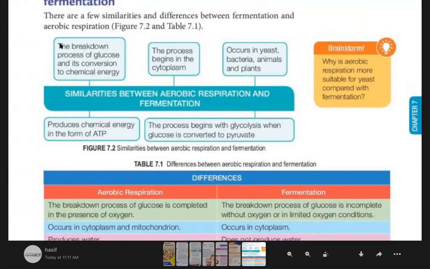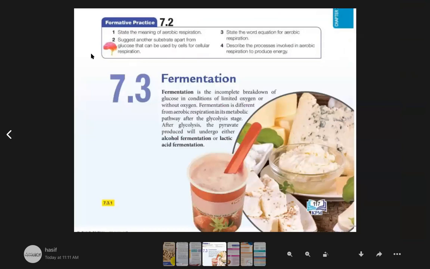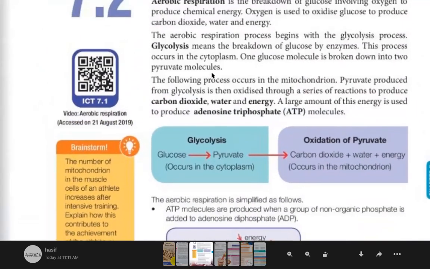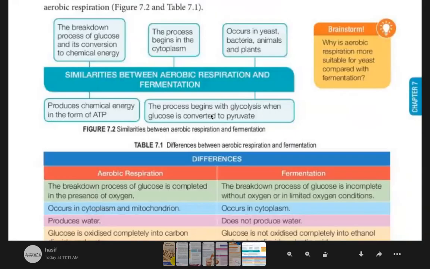Okay, pertama sekali cakap the breakdown of glucose, maksudnya both aerobic respiration and fermentation, it occur the breakdown of glucose. Maksudnya dia akan adalah proses kita breakdown glucose ataupun glycolysis. Yang ni, glycolysis ni. Glycolysis happen in aerobic respiration and also happen in the fermentation. Dua-dua berlaku. So ingat glycolysis tu refer to the breakdown of glucose.